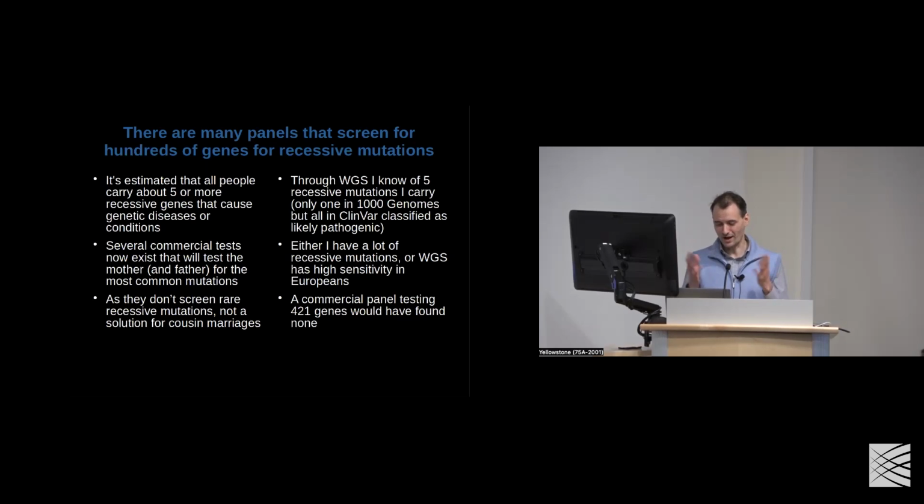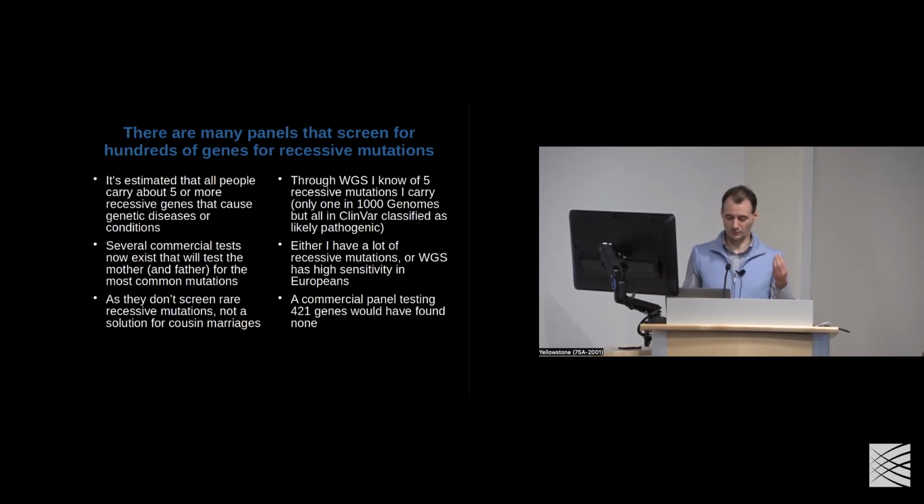As a fun fact, I did whole genome sequencing of myself, and I found 5 recessive mutations, all validated by ClinVar, all published. Only one of those was in 1000 Genomes, though, so very, very private specifically. And I noticed that if I took any one of these recessive commercial tests, I would have found 0, which I thought was very fascinating. Either I have a lot of recessive mutations, or whole genome sequencing is very highly sensitive for these things in Europeans, as none would have been found otherwise.